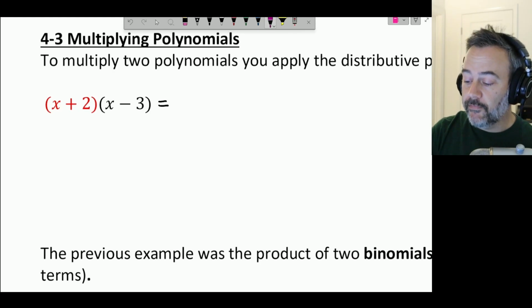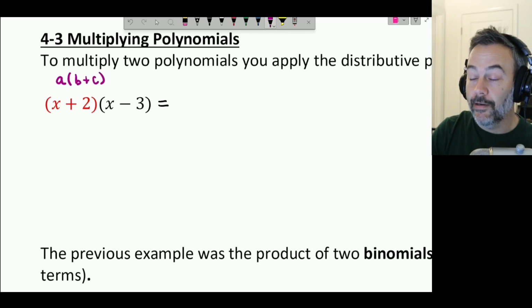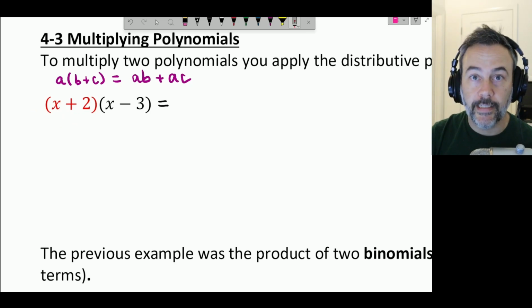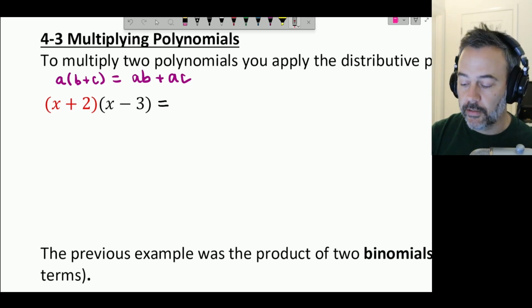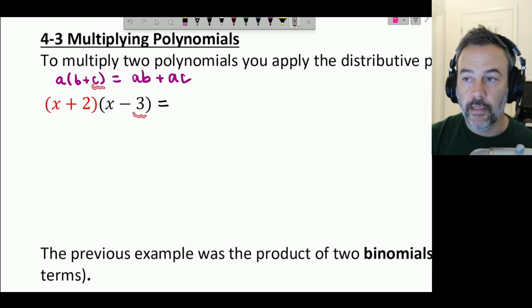The distributive property is the following. The distributive property says if I have a times b plus c, where a, b, and c are any real numbers, then this is always equal to ab plus ac. Now, in this example, the red thing is a. That's a number. I just don't know what x is. I could put in any x I want. It's an expression. So x plus 2 is a, b is x, and c is negative 3 in this case.